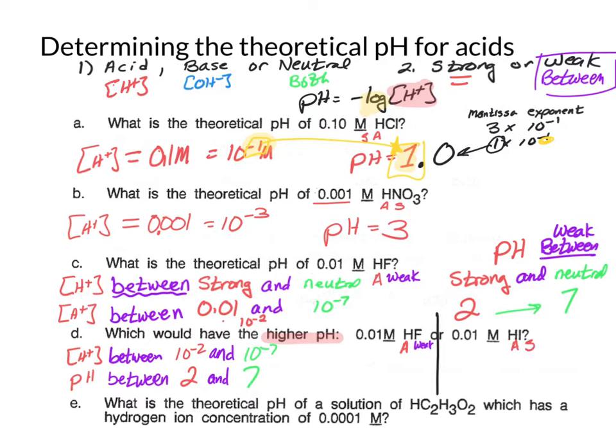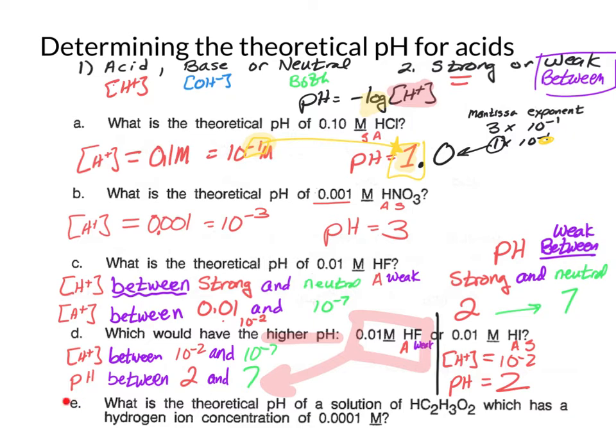When we look at HI, it is a strong acid. That means the hydrogen ion concentration is equal to the original concentration, which in this case is 10 to the negative 2, which means that the pH is equal to 2. So here we see the question is actually asking which one is higher. For the weak acid, it's somewhere between 2 and 7. For the strong acid, it is 2. Hopefully you can see that a number between 2 and 7 is larger than the number 2, and so we find that there's a higher pH for the 0.01 molar HF.